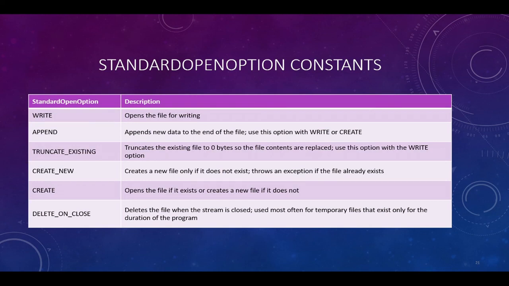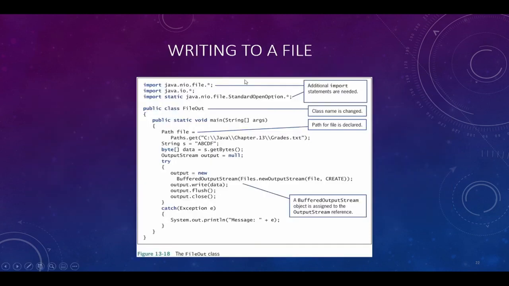This is going to be the difference. Remember, we said if it doesn't exist before, it just creates it. The create new is going to create it, and if it already exists, it's going to throw an exception. Create opens the file if it exists, it creates the file if it does not. That's what we just talked about. And delete on close. So when the file stream is closed, and this is going to be for your temporary files, it will actually delete the file. So that file is only going to exist for the duration of the program, as long as the program executes and closes properly. So let's look at an example of writing to a file.